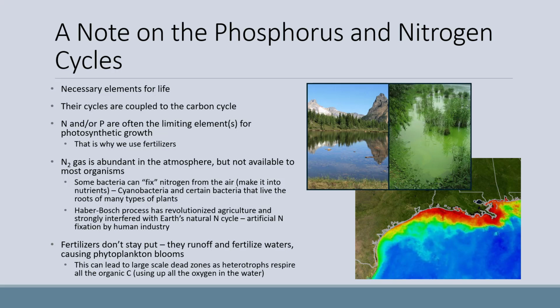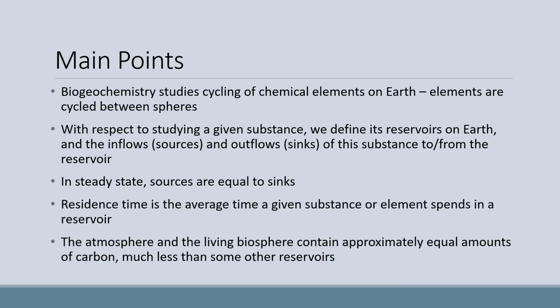Remember that nitrogen and phosphorus are often the limiting nutrients for systems. So this can lead to large-scale dead zones as heterotrophs respire all the organic carbon that was produced by photosynthesizers. And in doing that, these heterotrophs use up all the oxygen in the water. That concludes the material. Let's go through and review the main points.